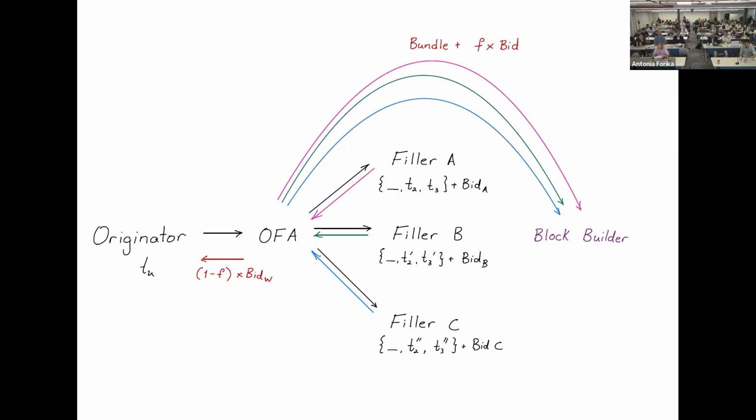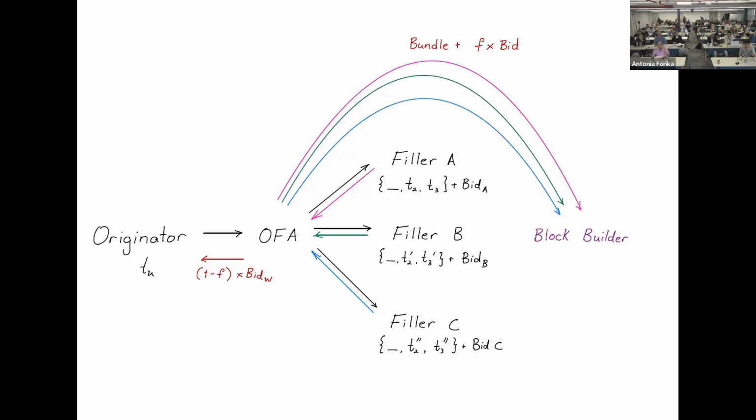You have the originator, which is the user, and they send their transaction to the OFA, so MEVShare, BackRunMe, whatever. Then they have a network of fillers. Again, fillers, searchers, solvers are all the same word for people trying to extract value from users. Just treat them all the same. They're all competing to fill this user's transaction. What's happening here is that the OFA will broadcast some aspects of the user's transaction, and the fillers will create these things called bundles. So filler A has a set of transactions, like T2, T3, and they'll have a bid. And filler B will send another bundle with a bid.